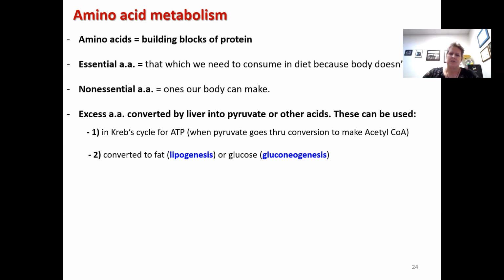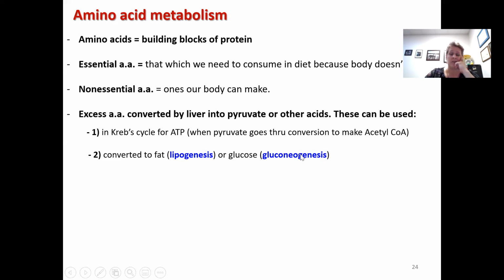Now, another thing that can happen is once you've got pyruvate, you can go through lipogenesis. So you can make fat from it. You can take pyruvate, convert it into acetyl-CoA in your fat cells in your liver. The acetyl-CoA is used to make cholesterol, ketones, and fatty acids. And that is then converted into stored fat or triglycerides. So that's lipogenesis. Now, once the liver has pyruvate from metabolizing amino acids, you can also go backwards through glycolysis and make glucose.